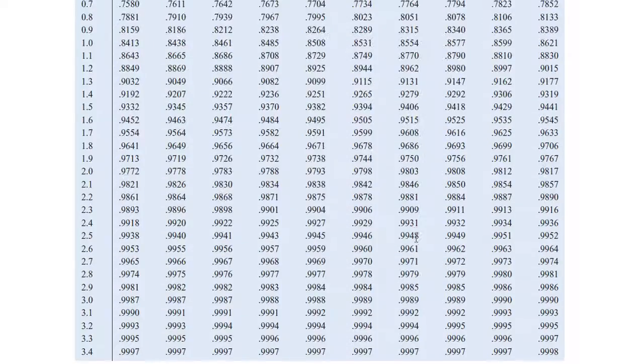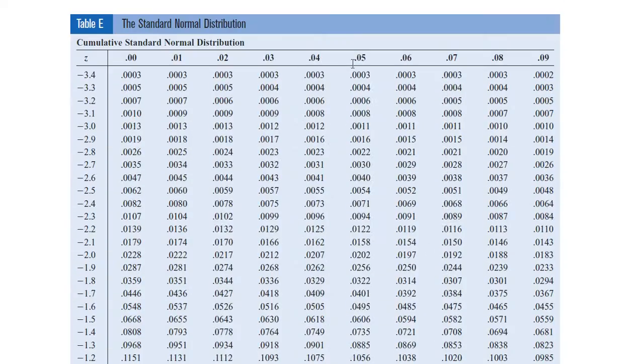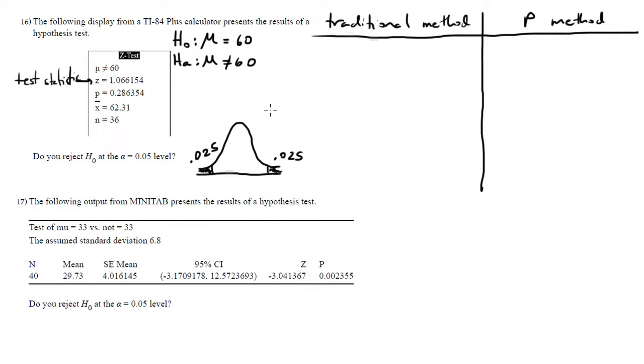So I go to my z distribution table. I'm looking for an area of 0.025, and the z value that gives me that is negative 1.96. So negative 1.96 on the left, positive 1.96 on the right. Yes? So I'm going to redraw this a little bit larger here. Here's 1.96, here's negative 1.96. And that's my critical region.